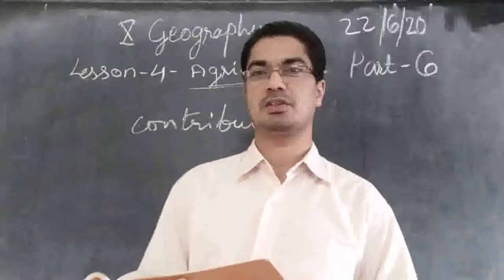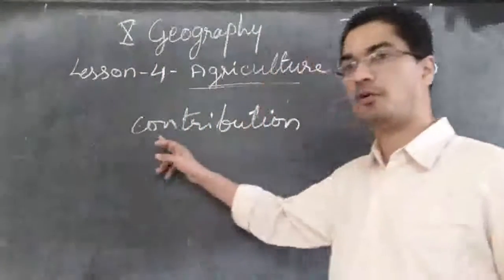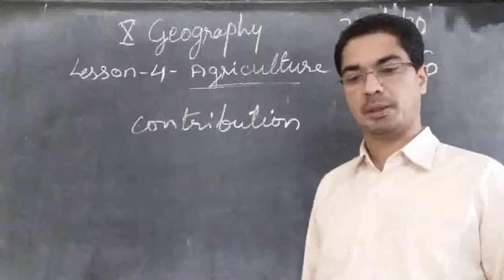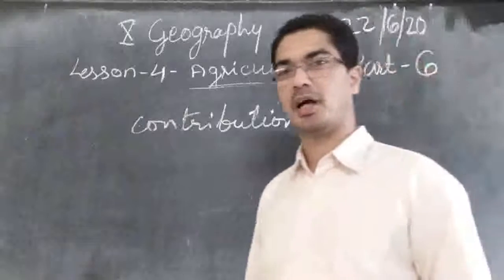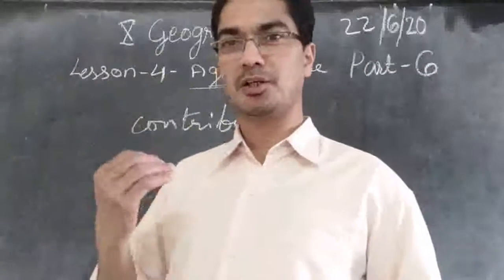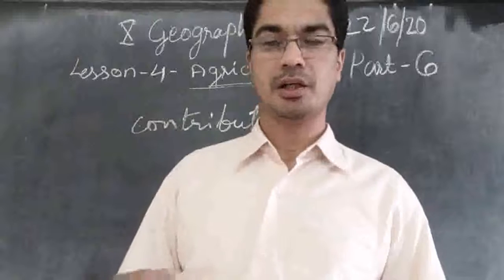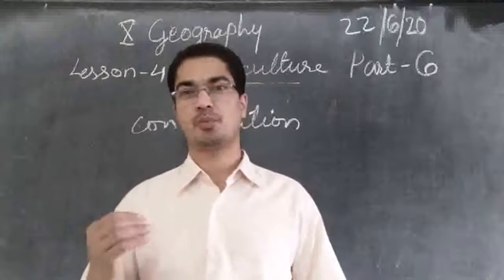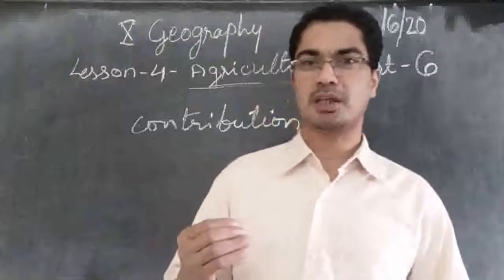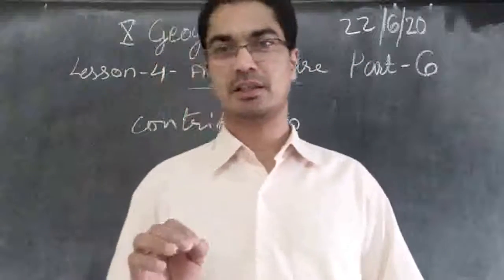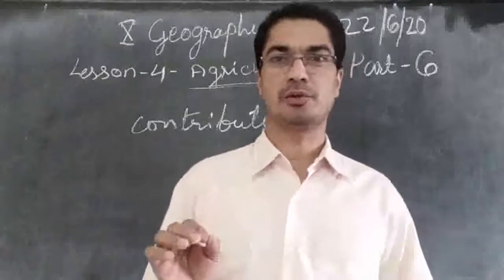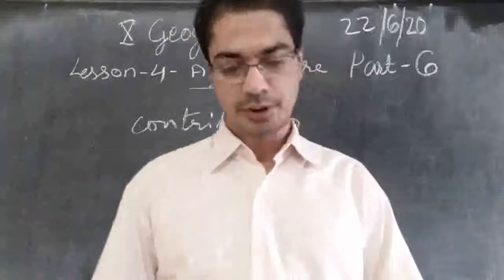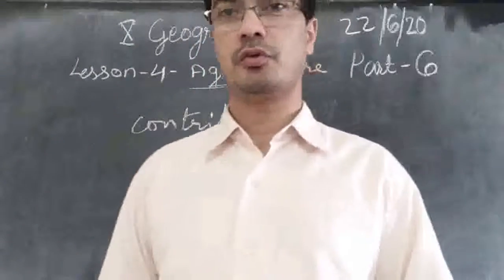So in today's class, let us see about the contribution of agriculture towards the national economy and the employment and the output. So how much it is contributing for the growth of the country, how much employment it is providing, and what is the output. Output means the production. How much is the agriculture production in our country? These are the things that we are going to learn in today's class. You can take your textbook page number 44.